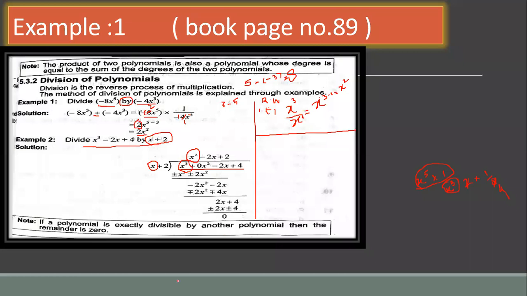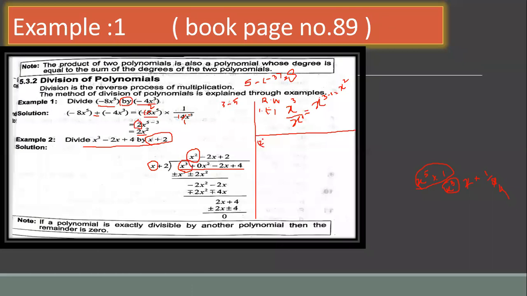Any questions till here? I'm waiting for 20 seconds. If there is any question, kindly write me in the chat box. Oh, that's wonderful. Thank you so much. Now just focus on the second step.